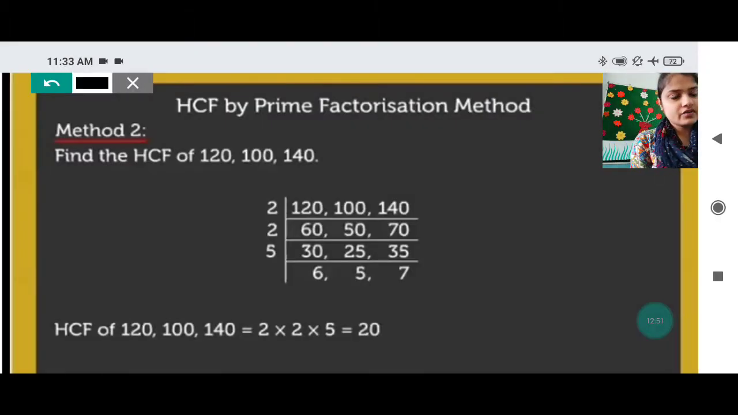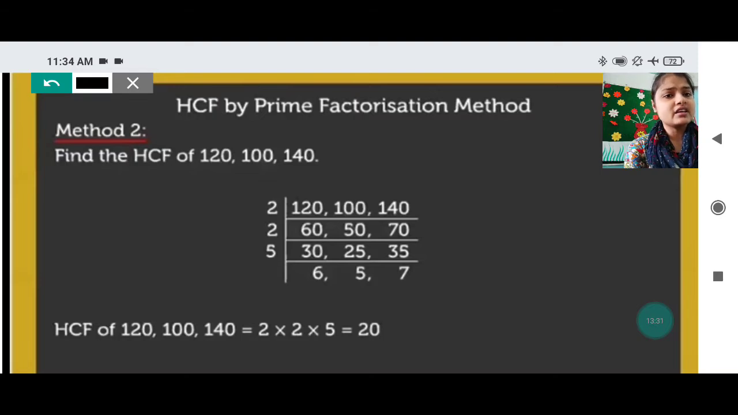Now the second method, I am explaining that also. With the second method we can also find out the HCF of the given numbers. We have already done it in the first one, that is 32 and 24. In the same way, my dear, we will write all the three numbers together and then try to divide them by a common number. 2 with the 2, all numbers are divisible. 120, 100 and 140 are all divisible by 2. When we divide 120 by 2, we get 60. When we divide 100 by 2, we get 50. When we divide 140 by 2, we get 70.